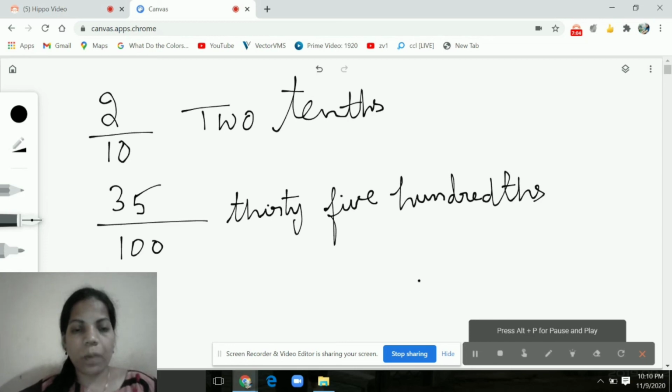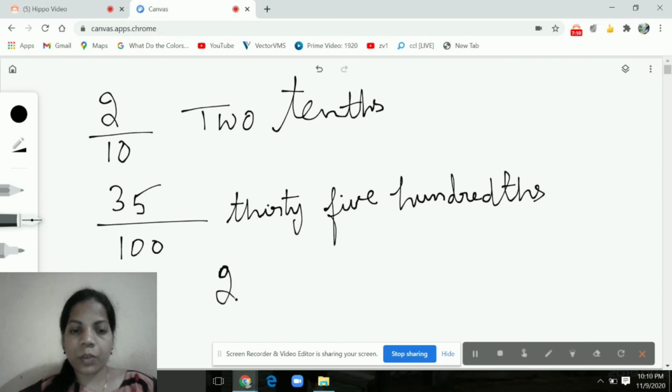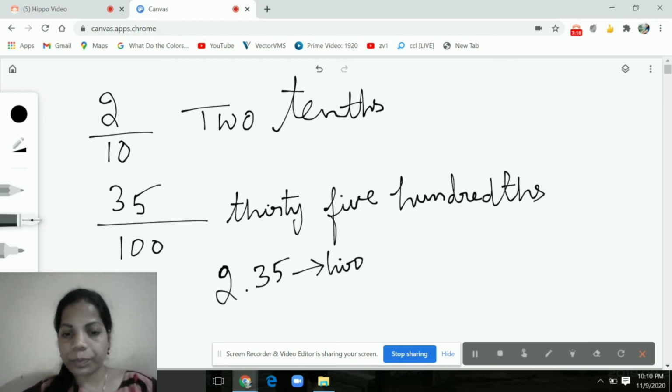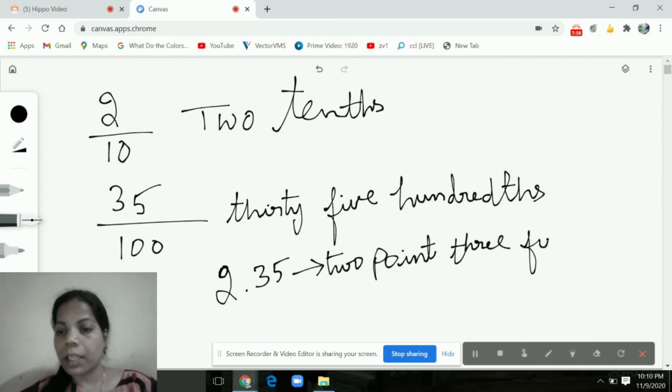Now let us see how we will spell decimal numbers. I have 2 point 3 5. How will we spell this? 2 point. After the decimal point, we won't call it thirty-five. We have to read the numbers individually. 2.35, not thirty-five. Remember children, it is not thirty-five, it is three five. After the decimal point, we need to read the numbers individually.